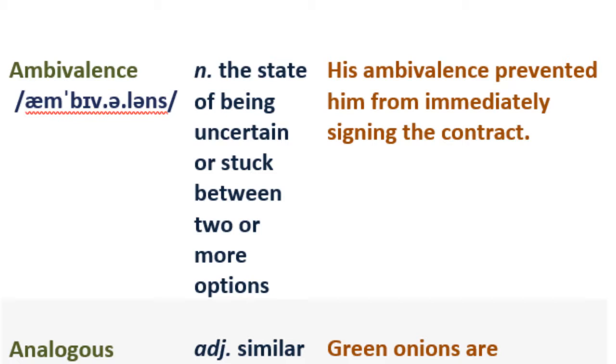His ambivalence prevented him from immediately signing the contract. So his confusion. So this is another synonym for confusion. So confusion would be a more general and familiar use of expression. But if you use ambivalence, you can see the quality of your sentence will be there. Yes. So let's move on to the next one.